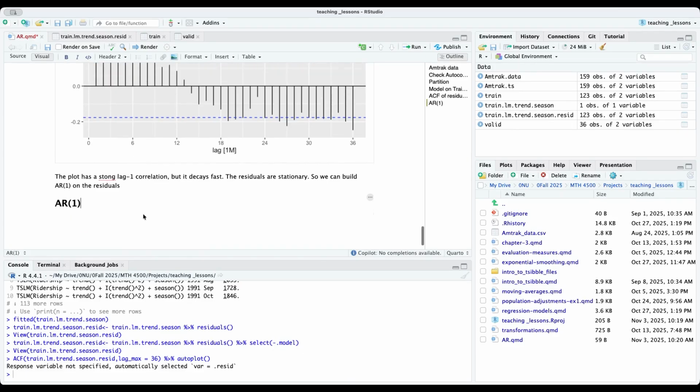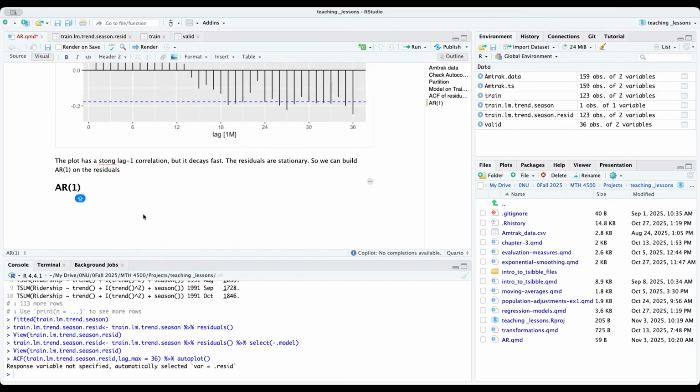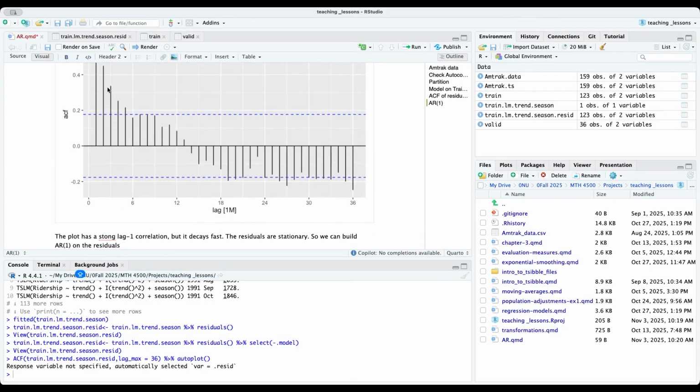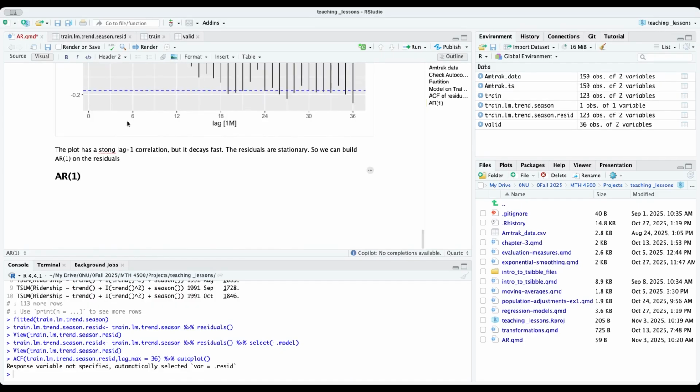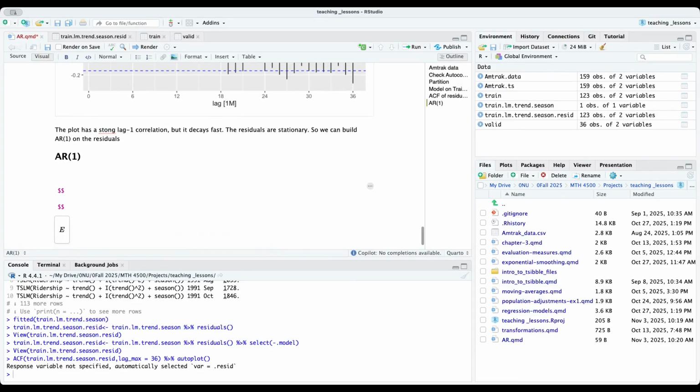AR1 is enough. Can we do AR2? No, there is no need to do AR2 because we have just spikes in the first 3 lags. So it's enough to do AR1 on the residuals. We will be capturing these correlations, and that's it. So let's do AR1. Let me just remind you, what is AR1? Autoregressive of order 1. The equation of autoregressive order 1 is going to be the error.